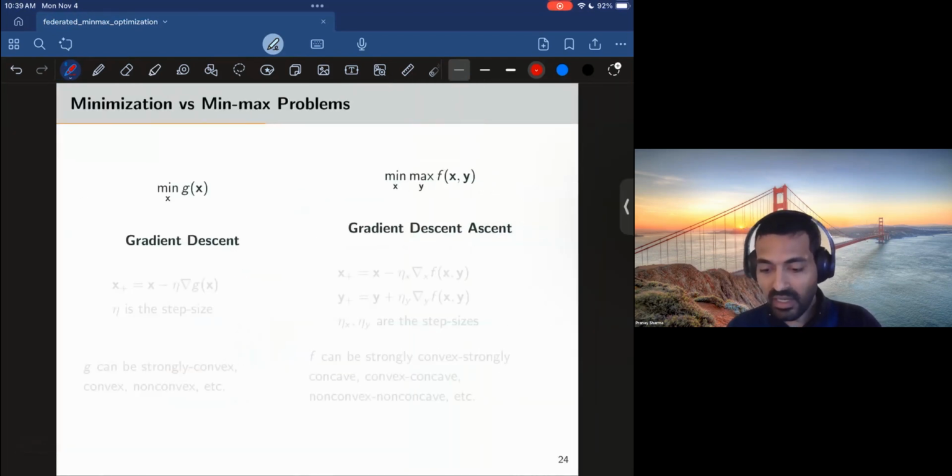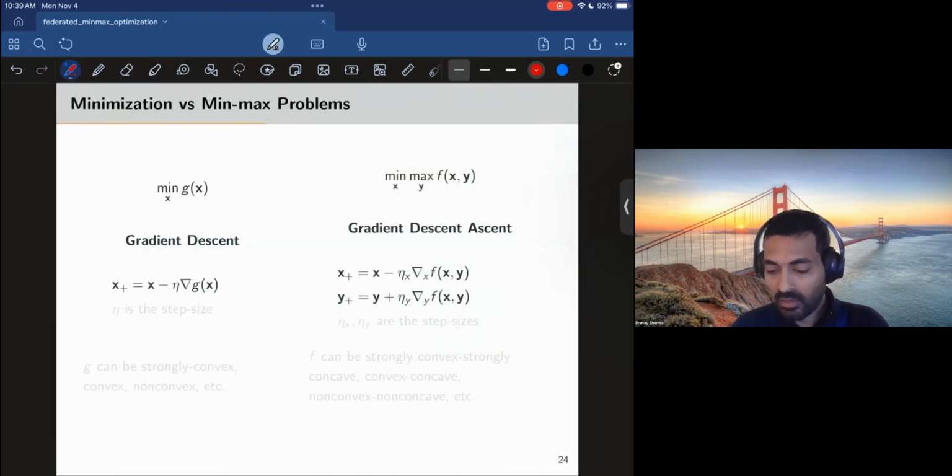Just to summarize, let's compare minimization and min-max problems along with their corresponding algorithms. For minimization problems, we have gradient descent. For min-max problems, we have gradient descent ascent. And what do they look like?